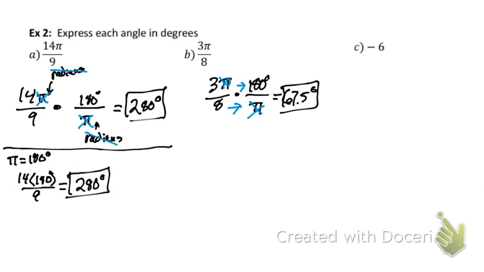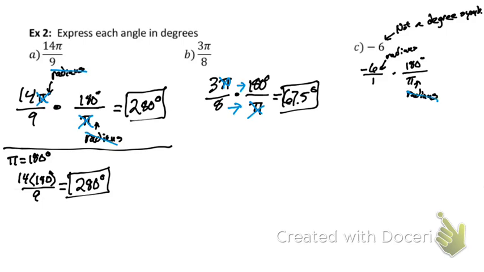Here's the weird one. We have -6. If you just have a number and I tell you it's an angle, you have to ask yourself, is there a degree symbol? There is not a degree symbol. So that means it has to be radians. If it's radians, you have to put the pi on the bottom. So we're really thinking that's 6 radians. And we're going to multiply that by 180 degrees over pi.